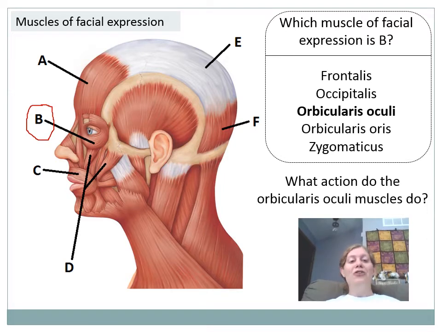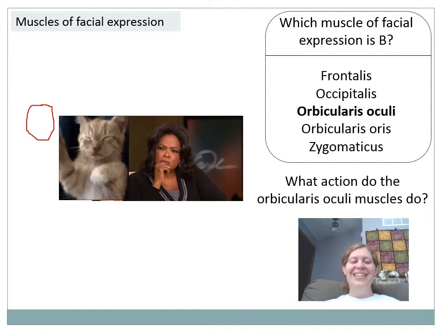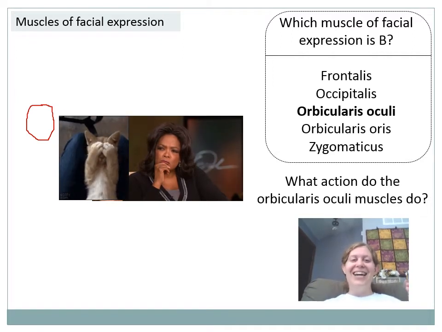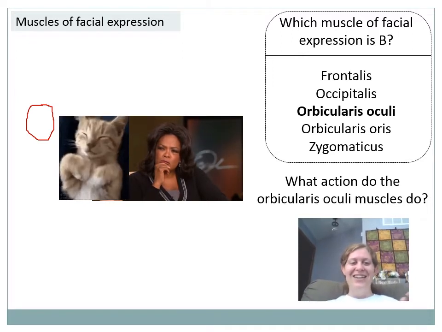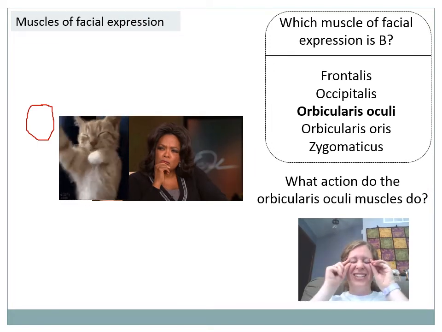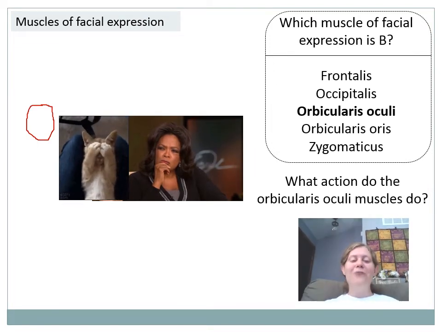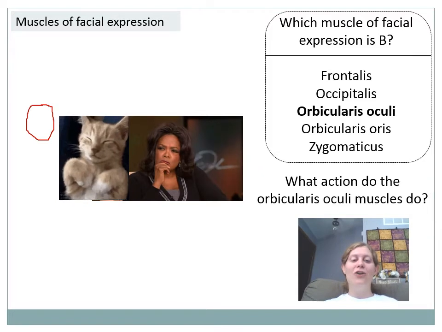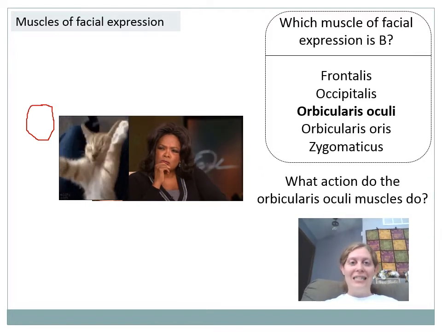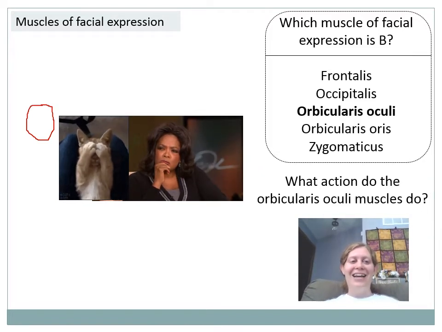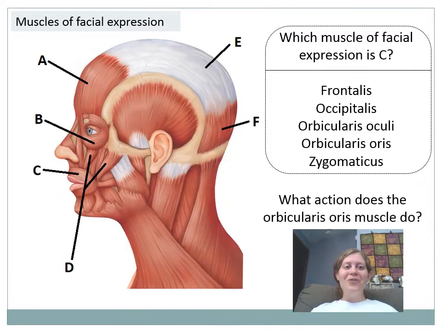So the action that your orbicularis oculi muscles are going to allow for is for you to blink and close your eyes like that adorable cat that is on the page. So you can blink and close your eyes shut. And it also lets you squint, just like Oprah, who is clearly not as impressed with that cat as I am. All right, we are on to the next muscle of facial expression.